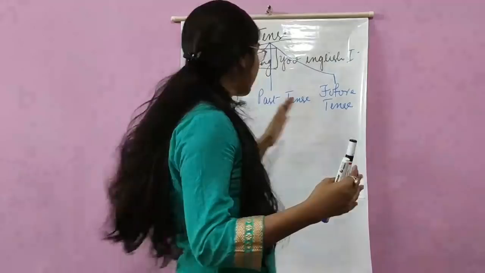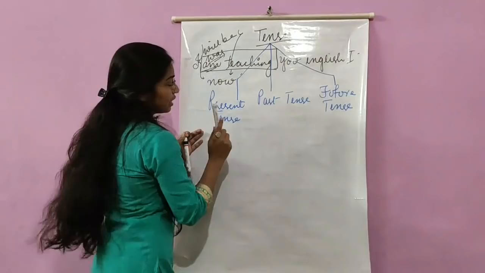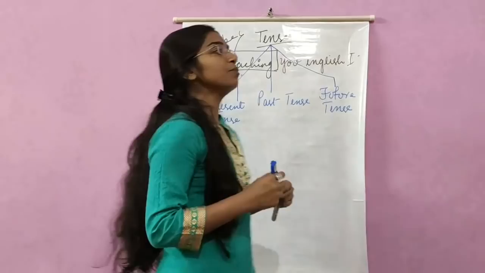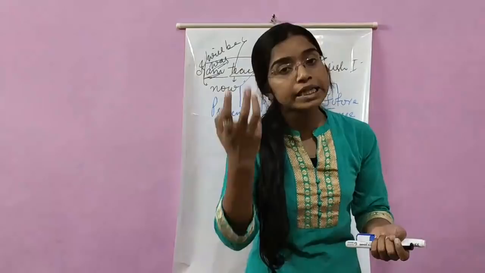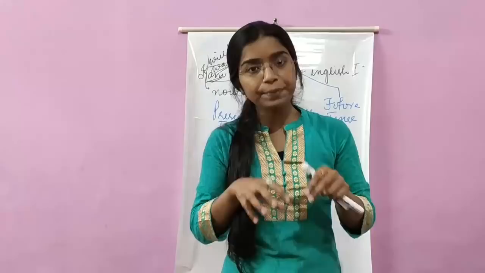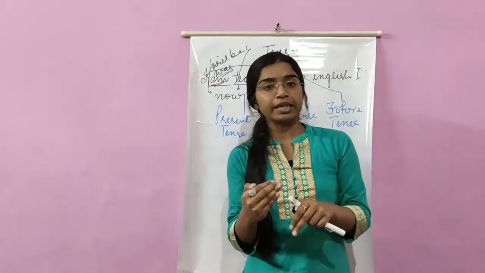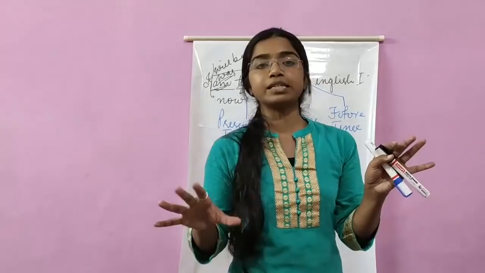Now, there are three types of tense: present tense, past tense and future tense. What is this present tense about? Suppose I say, I teach you English grammar. Now, when I say I teach you English grammar, it is an action that happens now. It is an action that is actually going on in the present time. I teach English actually refers to an action that occurs in the present time.